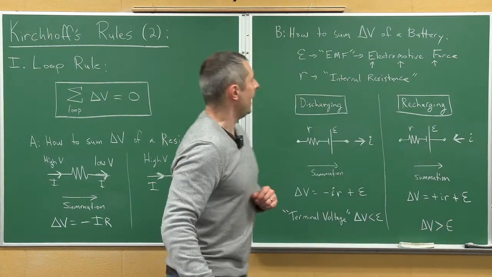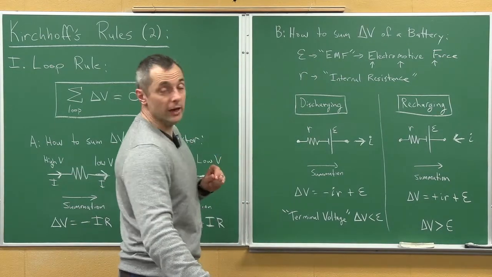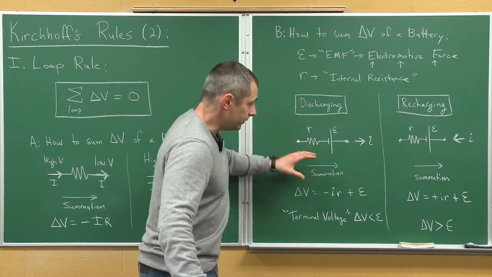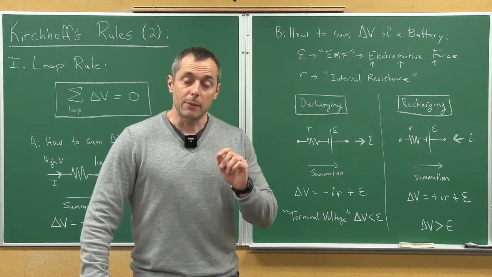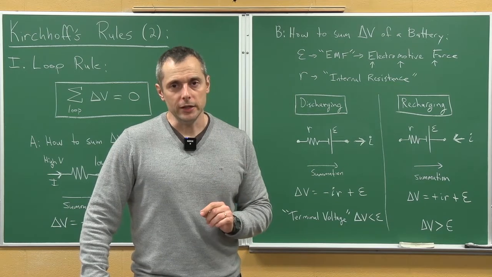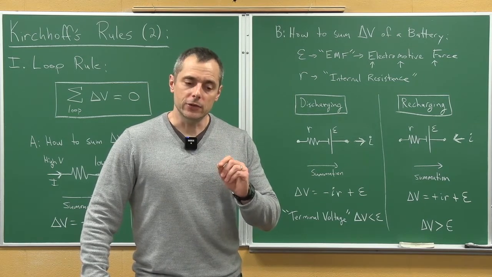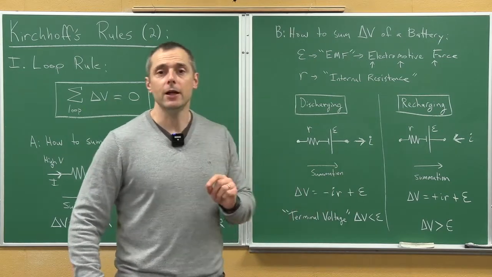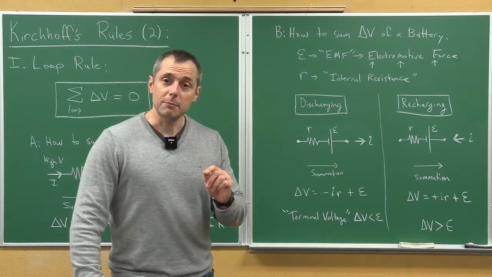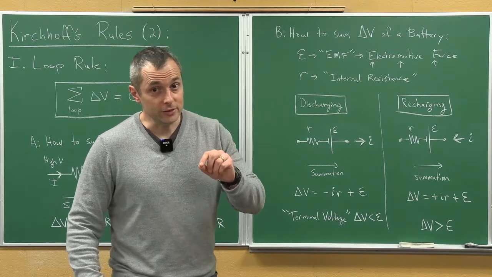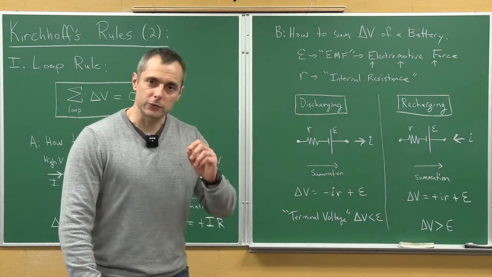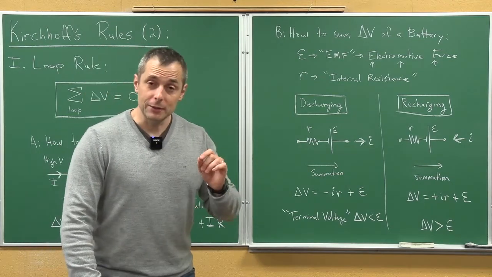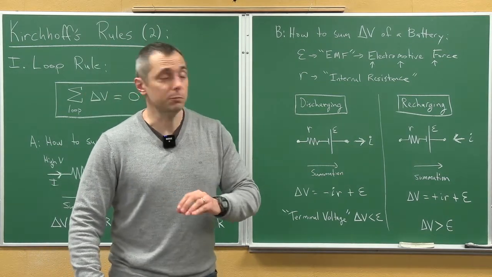The next thing, how about batteries? How do you sum up delta V of any battery in a wire circuit? Now the first thing I want to point out before I go into this summation is that a battery, I didn't mention this earlier, but it actually is a source of chemical reactions that push charge. I mentioned that, but I don't think I mentioned that a battery also has a resistance inside of it, because a battery has metal in it and that has resistance.